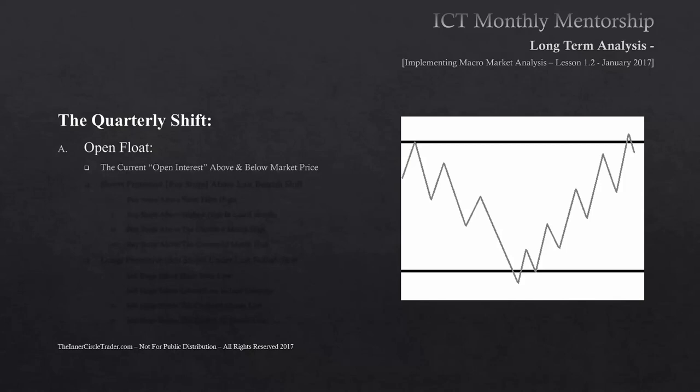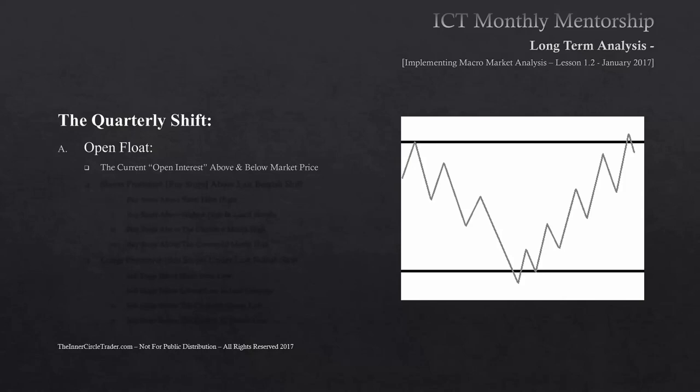Let's first start by defining what is open float. Open float is the current open interest above and below current market price. Now this is going to be in the form of pending buy orders, in other words, buy stops that are resting above old highs, or it could be just resting above market price, it doesn't have to be old highs, and sell orders that could be below the market price by very little bit in terms of pips, or it could be below significant lows.